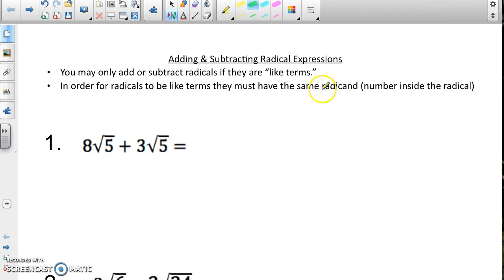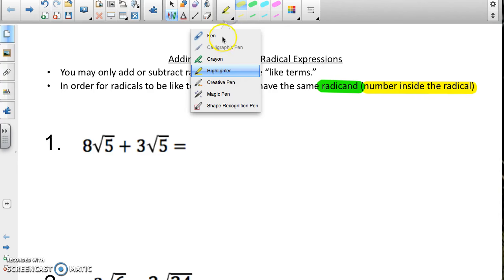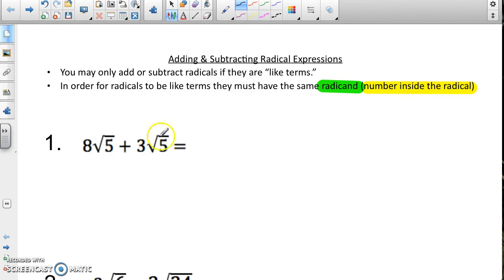A radicand, that's a new vocabulary word. Radicand means it is the number inside of the radical. So in your first example, the number that is inside of the radical would be the 5. So since both of these terms have that radicand that is a 5, they are considered like terms.